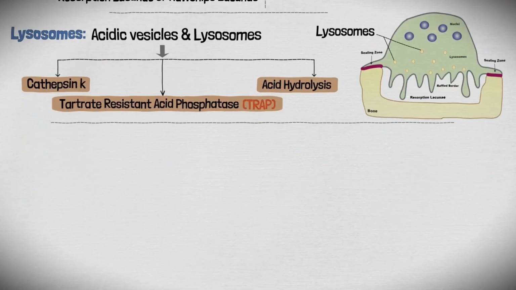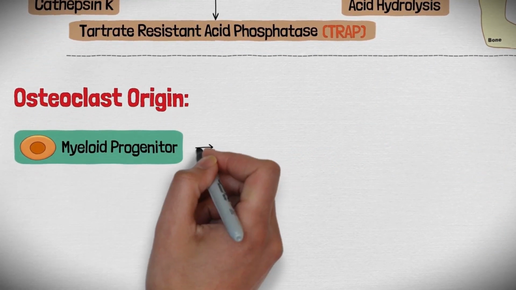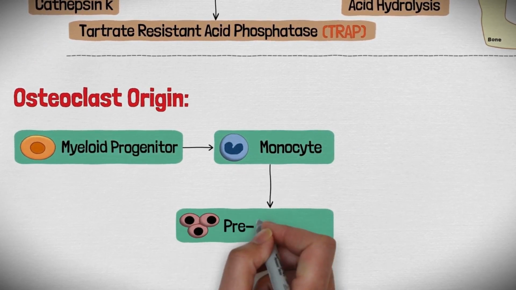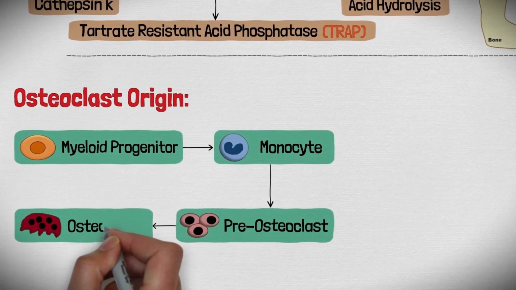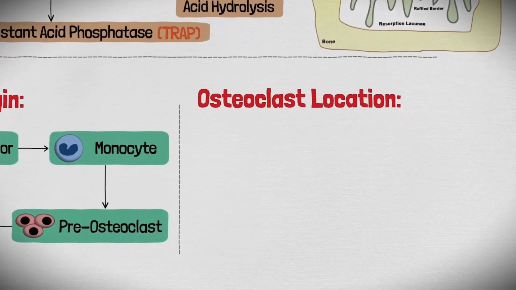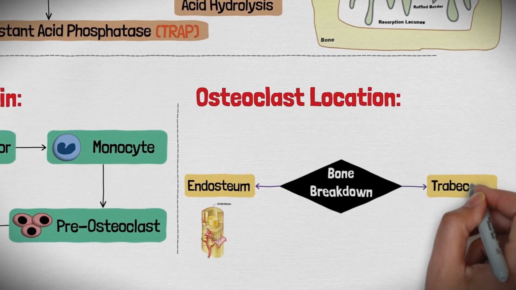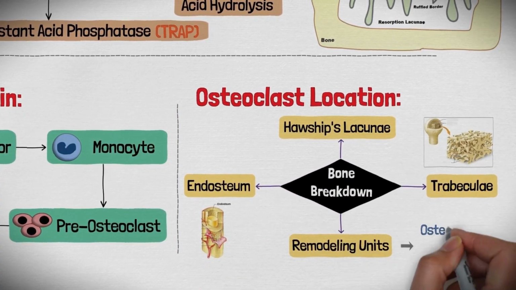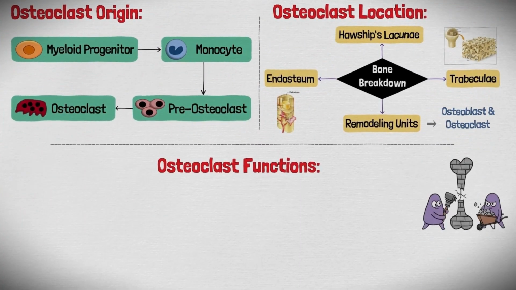Origin of osteoclast. Unlike osteocytes, osteoclasts do not come from the osteoblast family, but rather from the monocyte-macrophage lineage, meaning they are actually derived from immune system cells. In the bone marrow, monocyte precursors fuse together and then form a giant multinucleated osteoclast. Location of osteoclast. These cells are usually found where bone breakdown is taking place: on the surface of the endosteum, at the edges of trabeculae, inside Haversian lacunae, and at remodeling units where osteoblasts and osteoclasts work together.